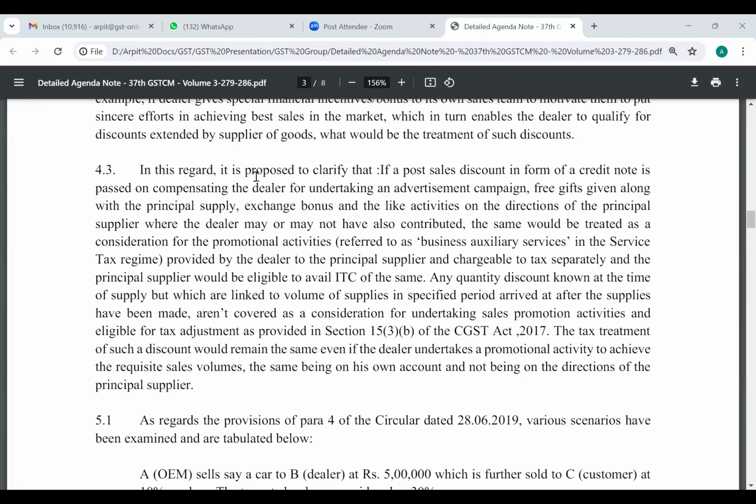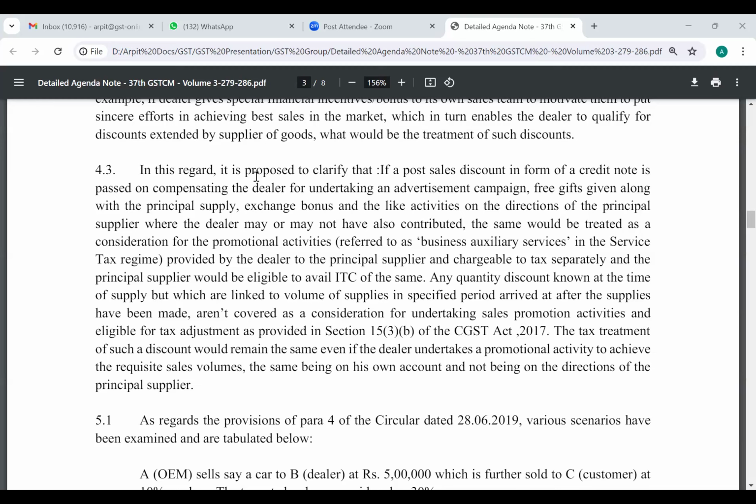In this regard, it is proposed to clarify that if a post-sale discount in the form of a credit note is passed on compensating the dealer for undertaking an advertisement campaign, free gifts along with the principal supply, exchange bonus, and the like activities on the direction of the principal supplier, where the dealer may or may not have contributed, the same would be treated as a consideration for the promotional activities, referred to as business auxiliary service in the service tax regime, provided by the dealer to the principal supplier and chargeable to tax separately, and the principal supplier would be eligible to avail the ITC on the same.